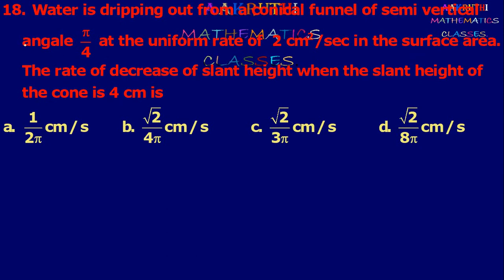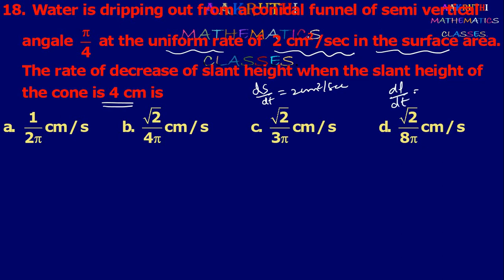So next question, question number 18. Water is dripping out from a conical funnel of semi-vertical angle pi by 4 at a uniform rate of 2 centimeters square per second in the surface area. So here water is dripping out from the surface area at the rate of 2 centimeters square per second. The rate of decrease of slant height when slant height of the cone is 4 centimeter. Here it is given dS by dt is 2 centimeters square per second. The question is to find dL by dt, so you have to find the rate of change of slant height.